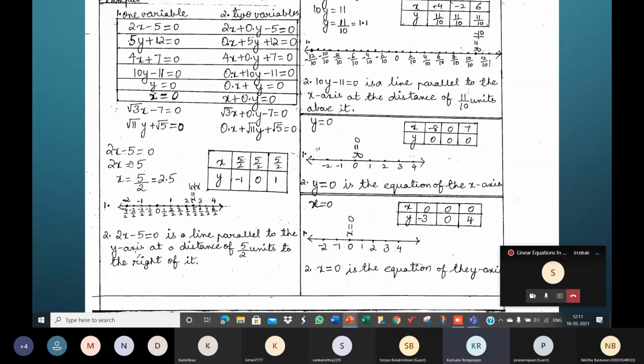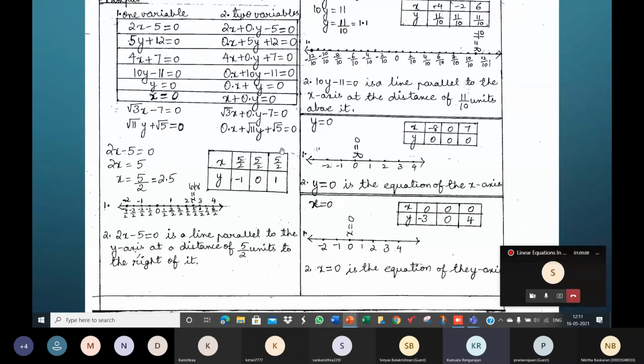Now when you solve this, what do you get? X is equal to 5 by 2, right? X will be 5 by 2 always, irrespective of the value of y. X is always 5 by 2. For any value of y, you give any value for y, these will satisfy the equation.